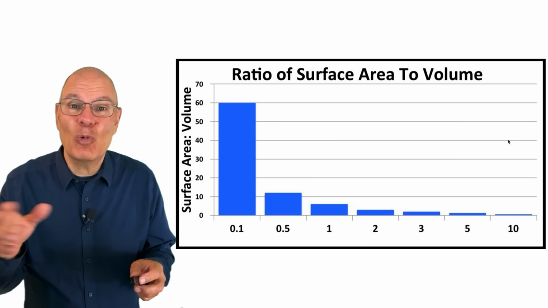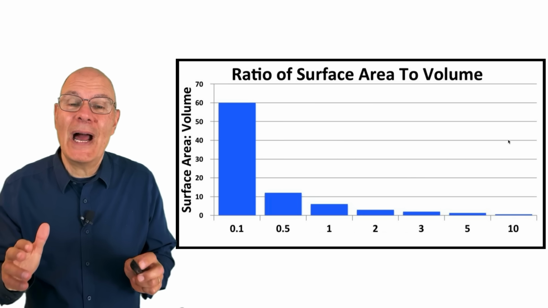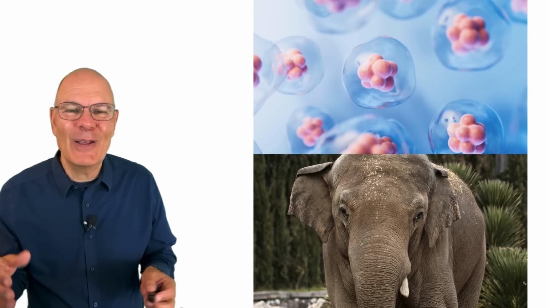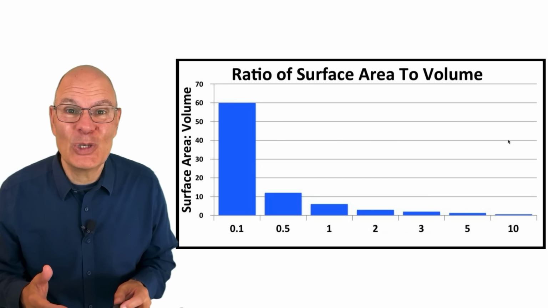It all comes down to the ratio between surface area to volume. It explains so much in biology, everything from the size of cells to the ears of elephants. We'll come back to this important concept again and again throughout this course.